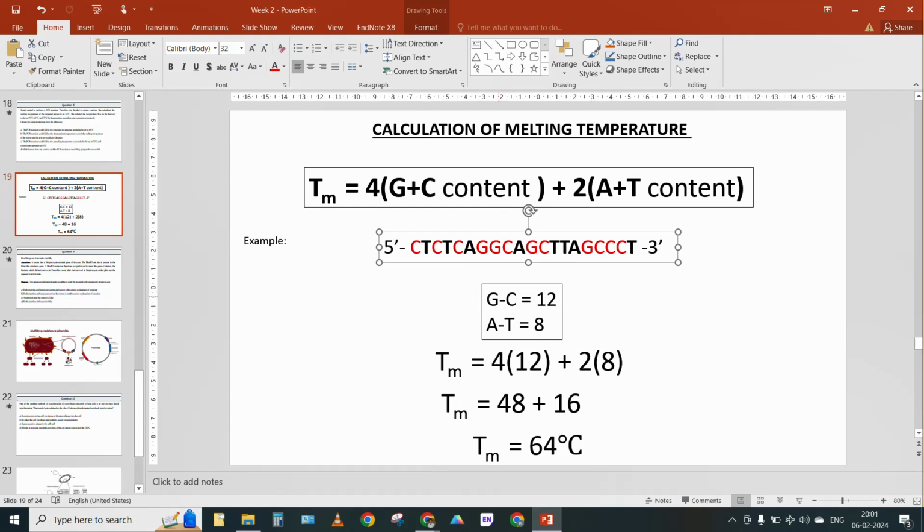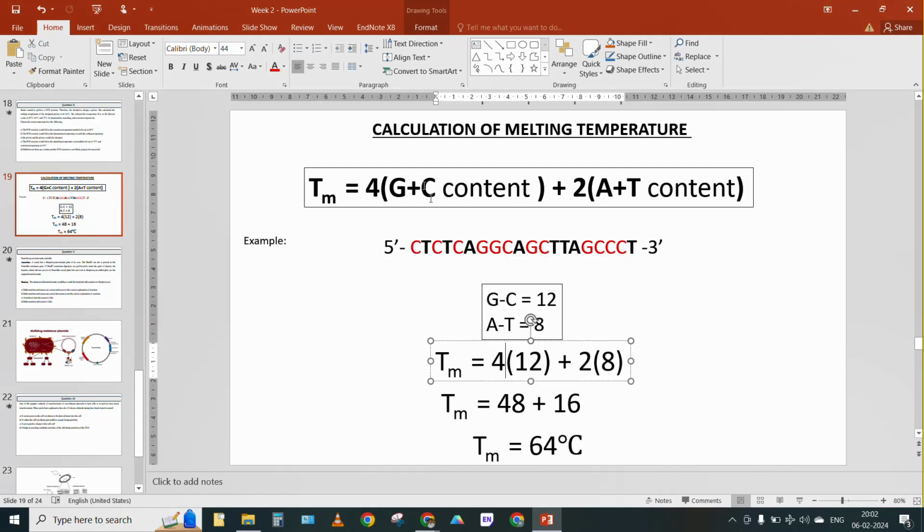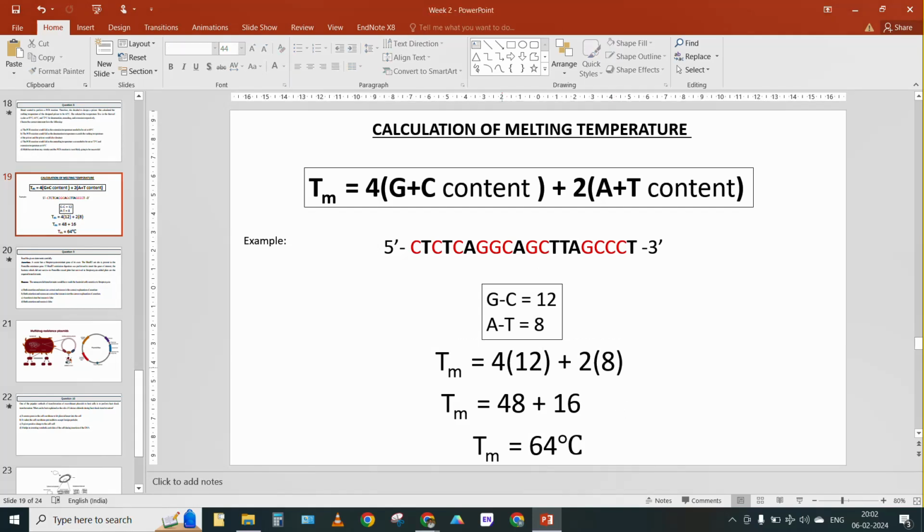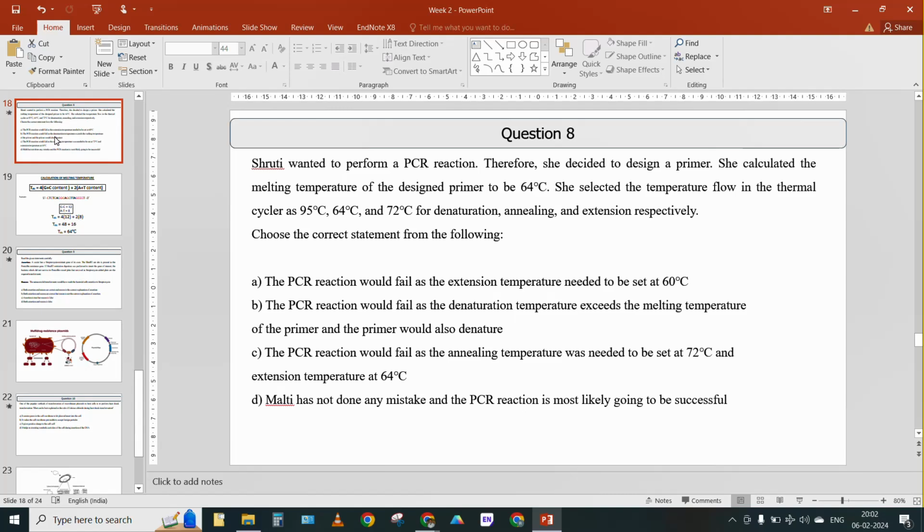So the G and C content is totally 12, and the AT content is 1 2 3 4 5 6 7 and 8. By applying this formula to this data, we have 4 and GC content is 12, then AT content is 8. By multiplying and adding, using the Wallace method, it's coming 64 degrees Celsius, accurately what Shruti got as the result. So according to this, statement D is the correct statement. So Malti has not made any mistake, and the PCR reaction is most likely to be successful.